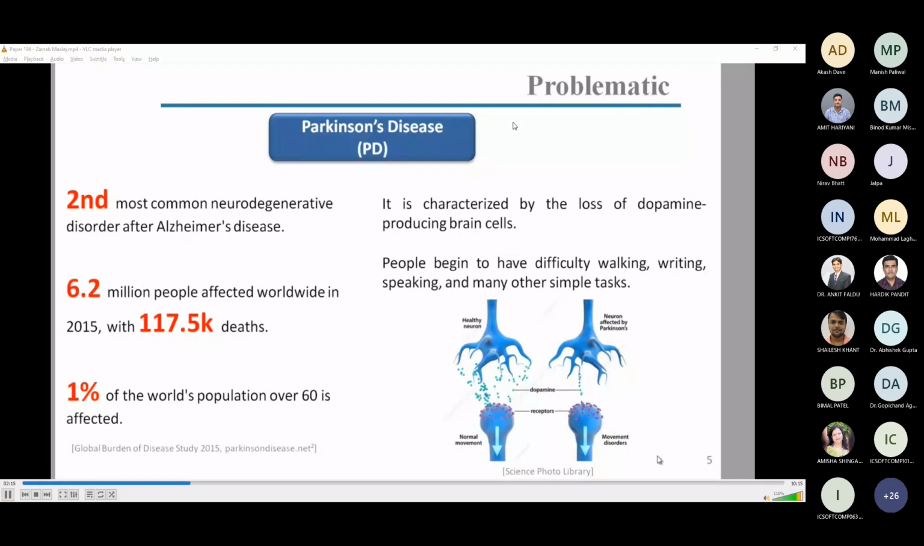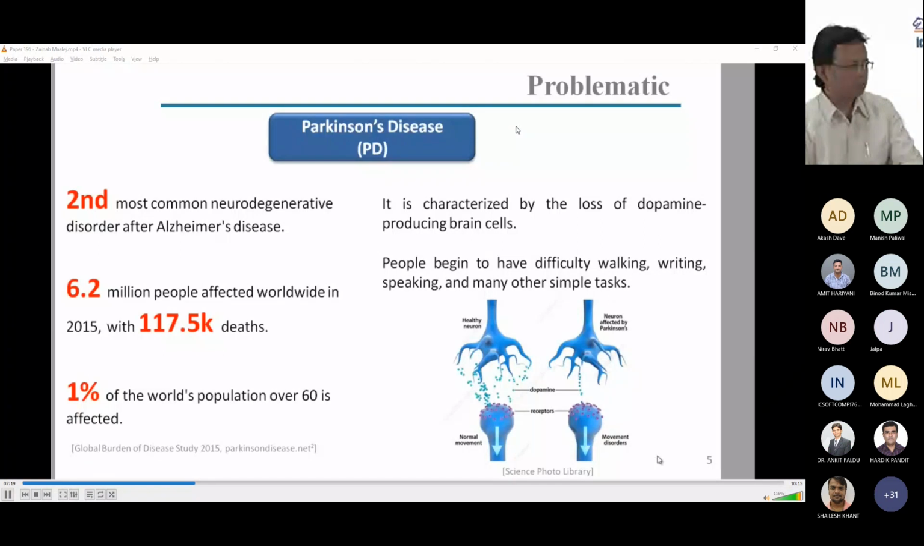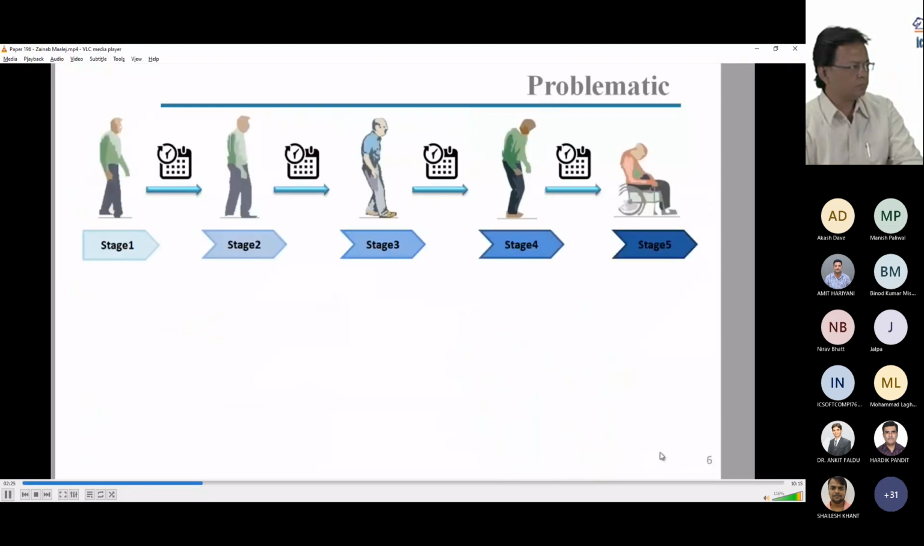In this case, people start having hand and foot tremors, difficulty in walking, writing, speaking, and many other simple tasks. These symptoms continue to develop over time. This progression of Parkinson's disease includes 5 different stages. From one stage to another, the disease evolves progressively as the degree of tremor increases. The patient may lose balance and becomes confined to a wheelchair in the later stages.